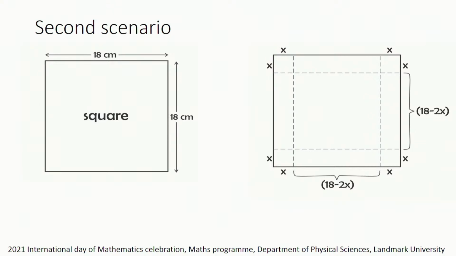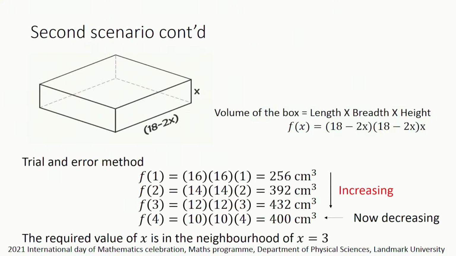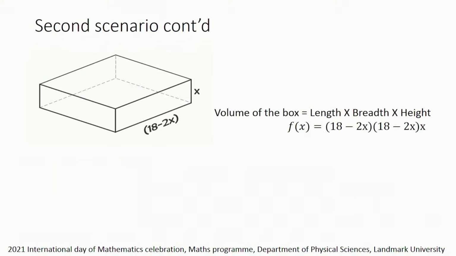So what do I do next? It's very simple for me. I've decided to look at it from another perspective. What is the volume of my material? The volume is length times breadth times height. There's no problem, so I can generate the equation. f of x is (18 minus 2x) times (18 minus 2x) multiplied by x. That gives me the volume of the box that I'm looking for.